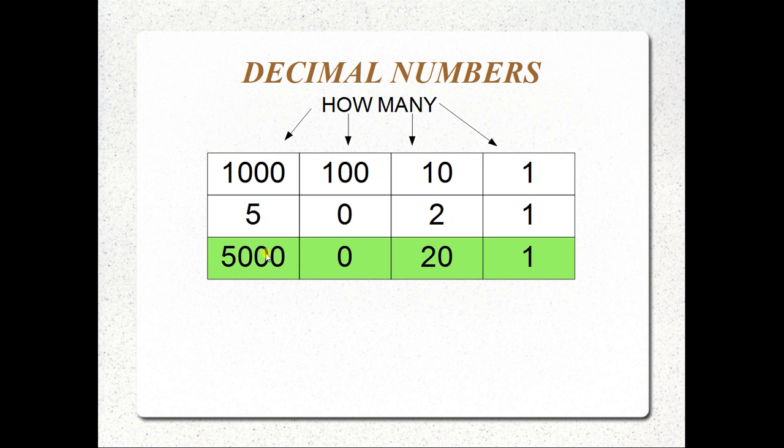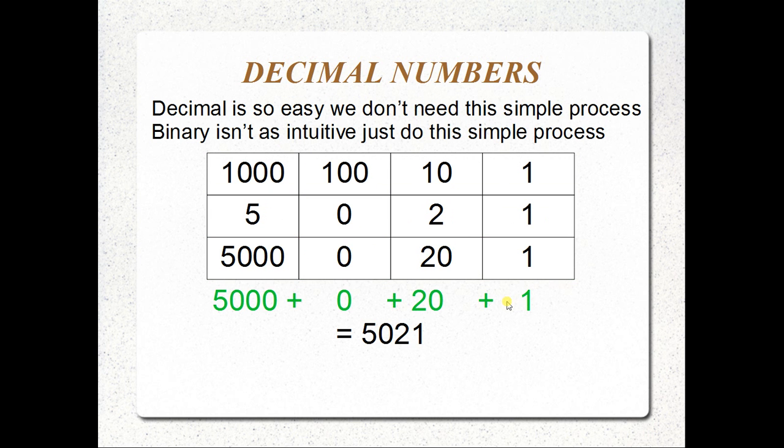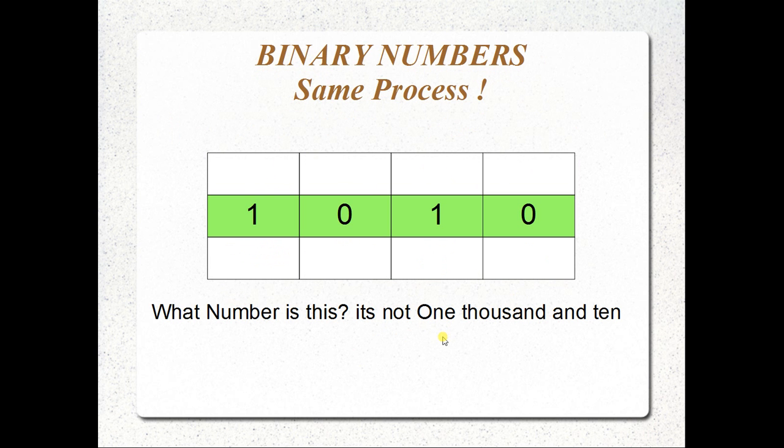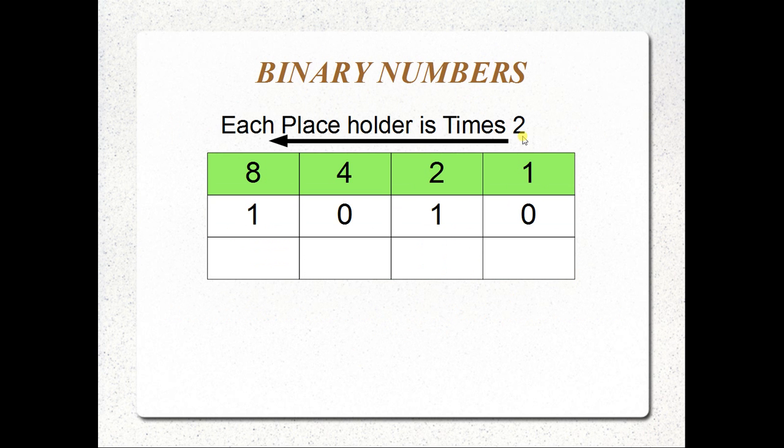Or 5,021. I know what you're saying: that's so simple, why did you even explain that to me, right? Okay, 5,000, 0, 20, and 1 is 5,021. Well, let's just do the same thing with binary numbers. What number is this? It's not 1,010, because now we're doing binary. So binary is just times 2.